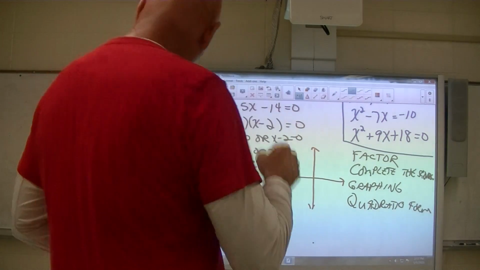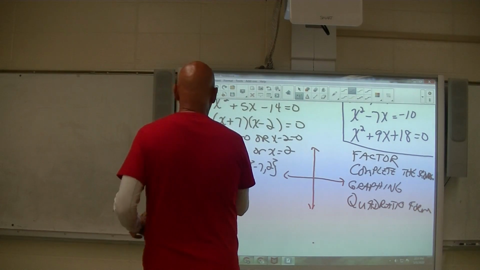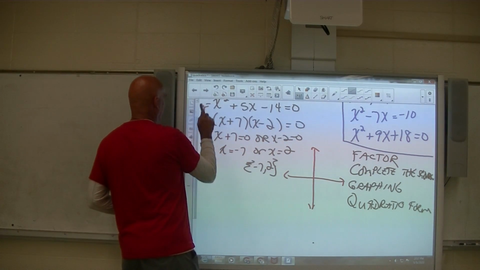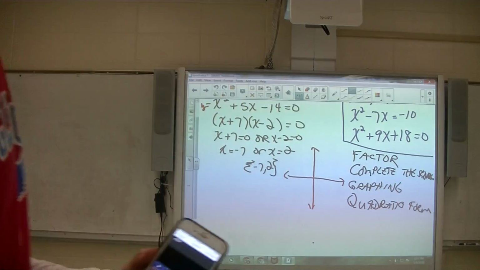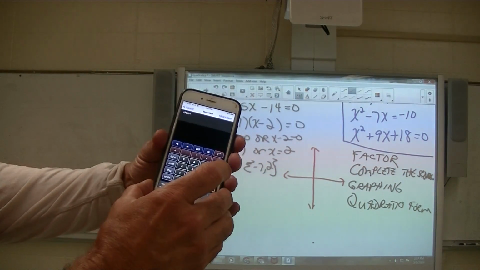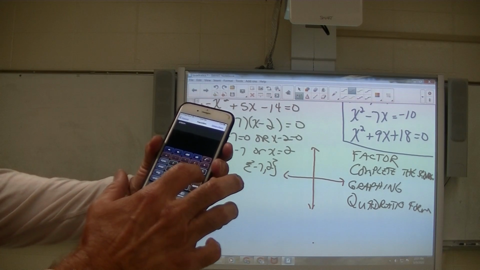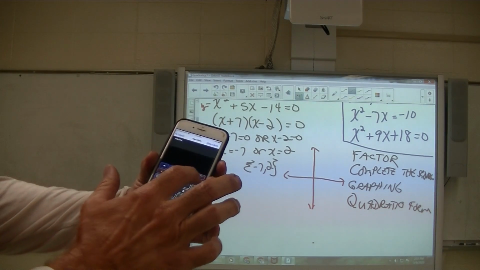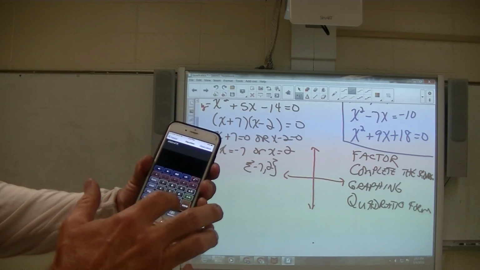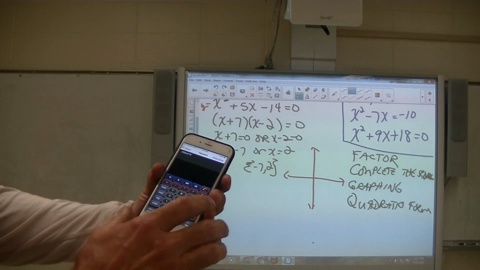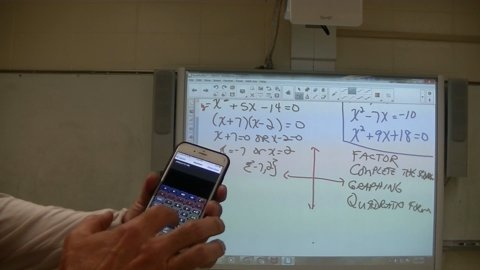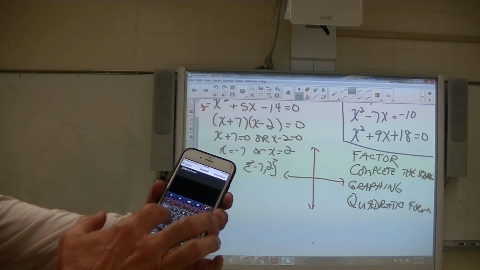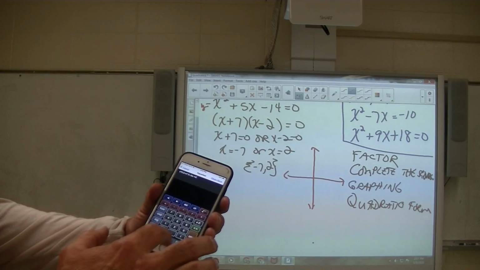So now what I'm graphing is the equation y is equal to x squared plus 5x minus 14. So x, there's x, little caret to the power of 2, x squared plus 5x minus 14. All right, then I go over to the graph.